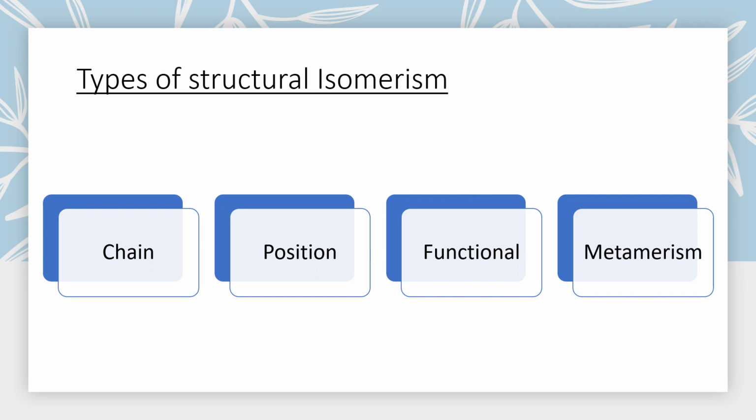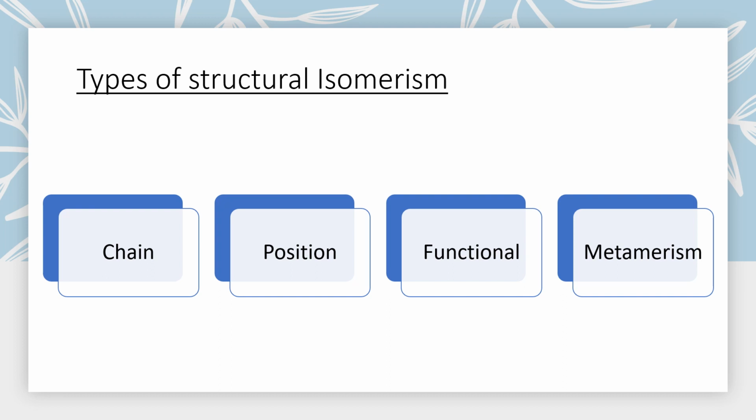The second one is position isomerism. In this, they have the same molecular formula, but they are different in the position of the functional group on the carbon chain. So, for example, 1-bromobutane and 2-bromobutane are isomers, but the position of bromine is different. In the first one it is in the first position, that is 1-bromobutane, whereas in the other it is in the second position of the chain, that is 2-bromobutane.